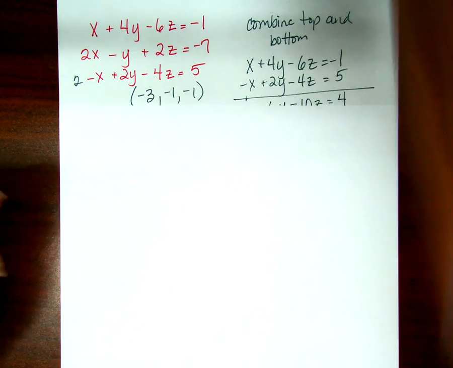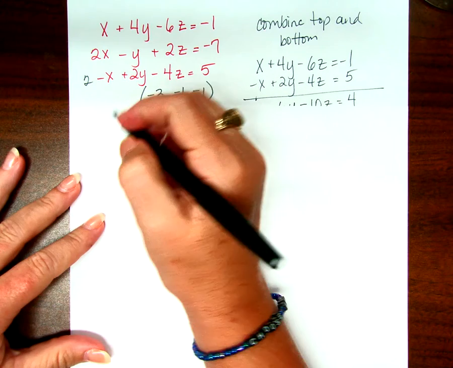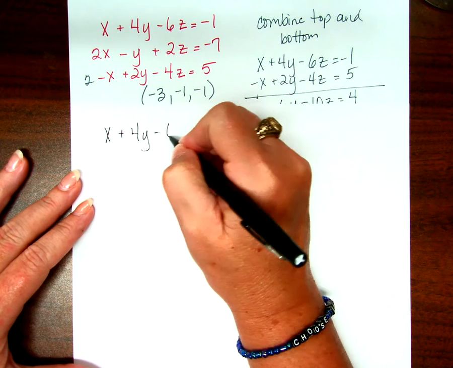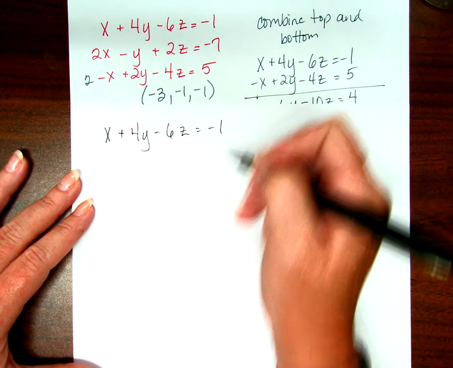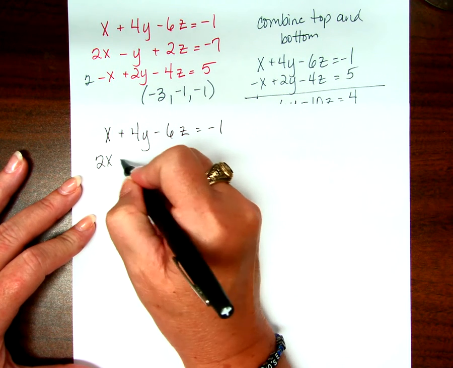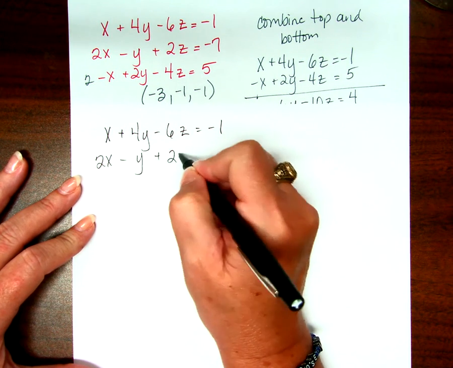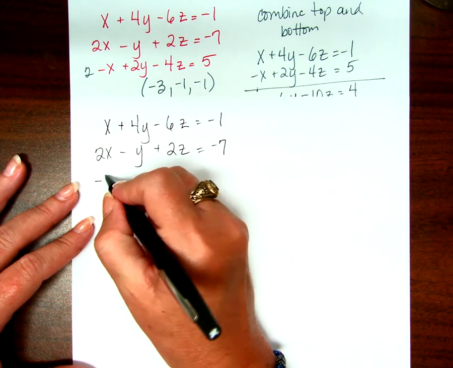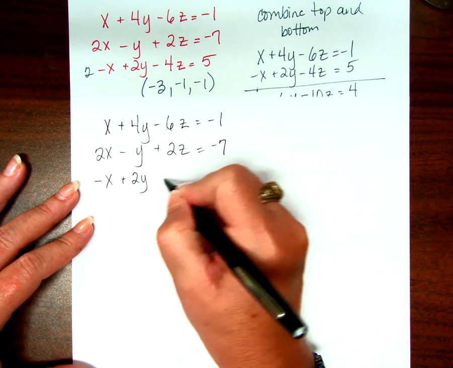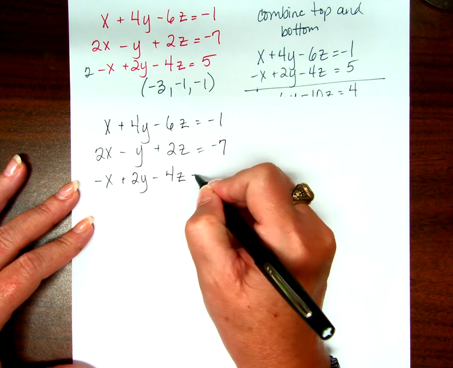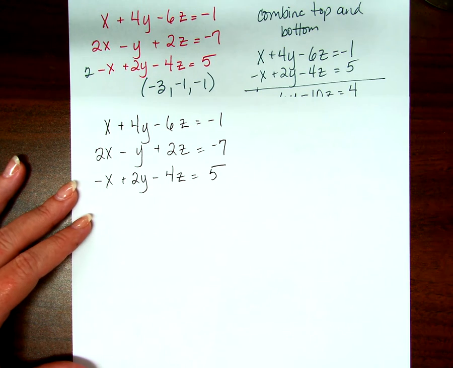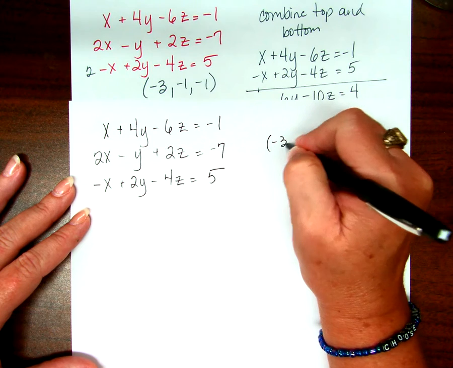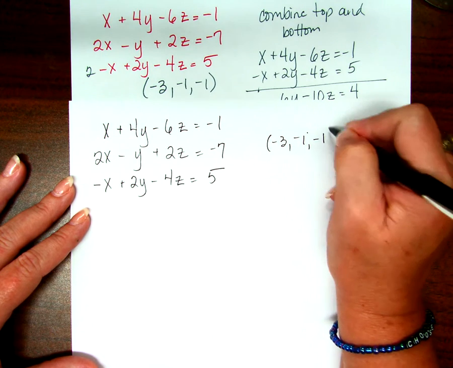So I'm going to write the question down for you. I'd like you to write it down as well. x plus 4y minus 6z equals negative 1. 2x minus y plus 2z equals negative 7. Negative x plus 2y minus 4z equals 5. And I'm also going to write down the answer, because once again, the answer is not what's important here, but the process.